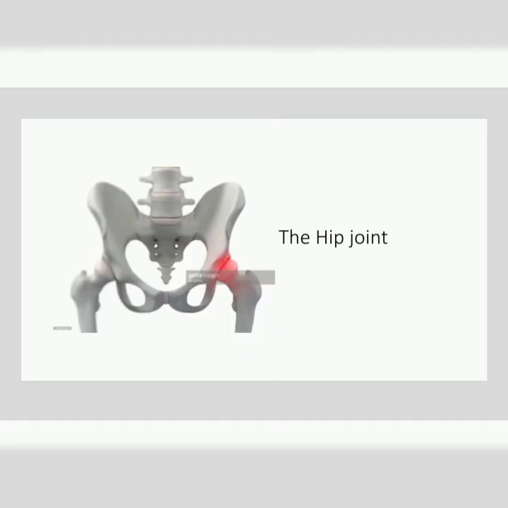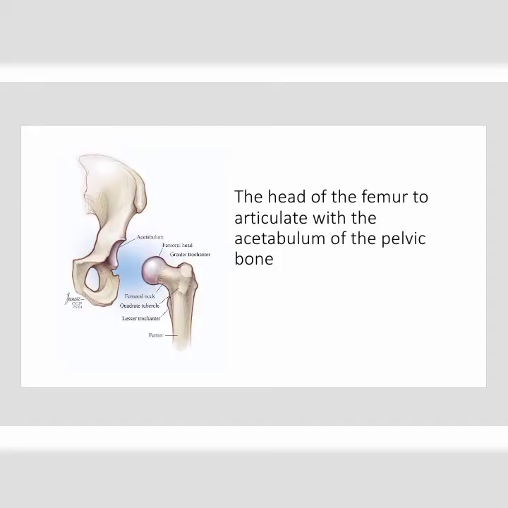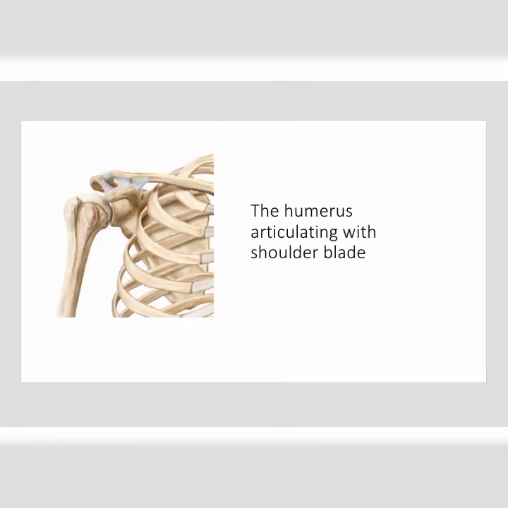Examples of ball and socket joints occur at the hip joint, between the femur and the pelvic girdle. Another example is the shoulder joint, between the scapula and the proximal end of the humerus. So we have examples of ball and socket joints between the proximal head of the femur and the pelvic girdle, that's the hip joint, and between the proximal head of the humerus and the scapula, that is at the shoulder.